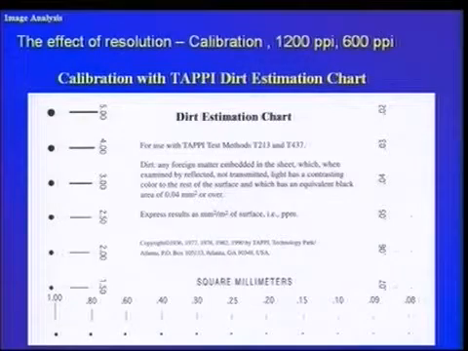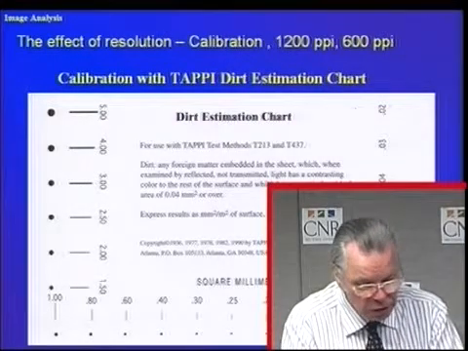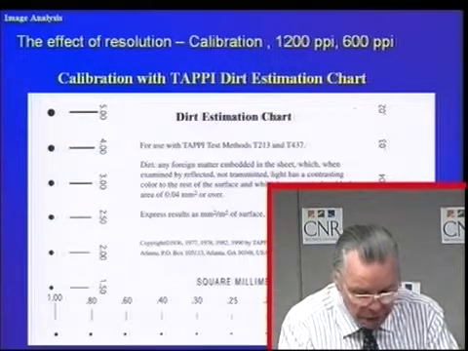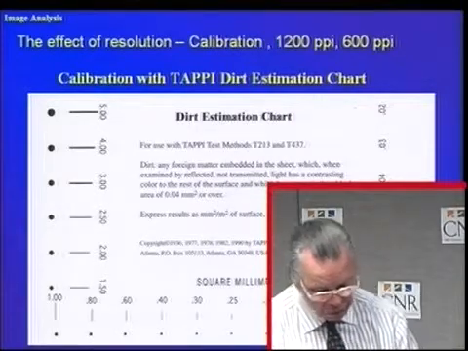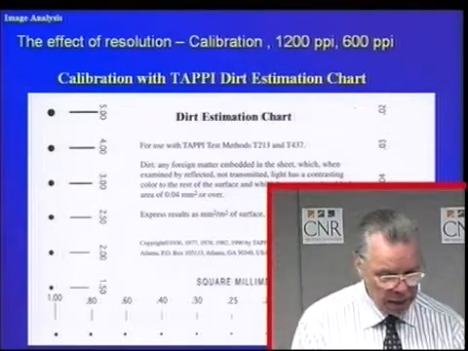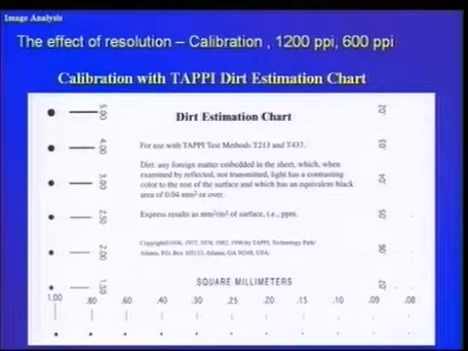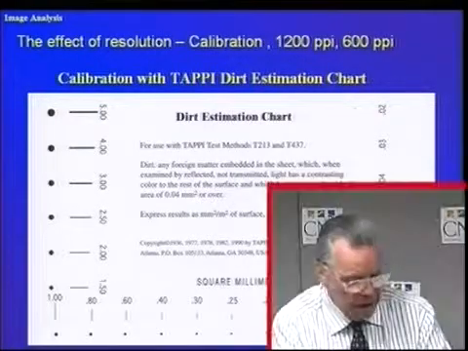Well, how do we calibrate a system? One of the mechanisms we can use is the dirt estimation chart, which you see here, that we can obtain from TAPPI. This card is readily available. It costs $60 from the TAPPI library and can be obtained to have typical sizes on the dot or on the card. These cards have been used for manual inspection for the last 69 years, since 1936. And the dots that are shown on them are fairly accurate.